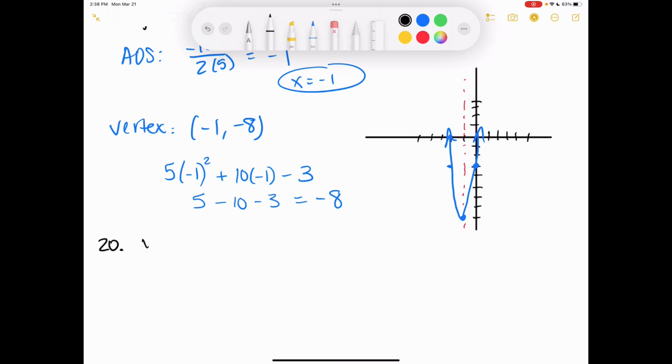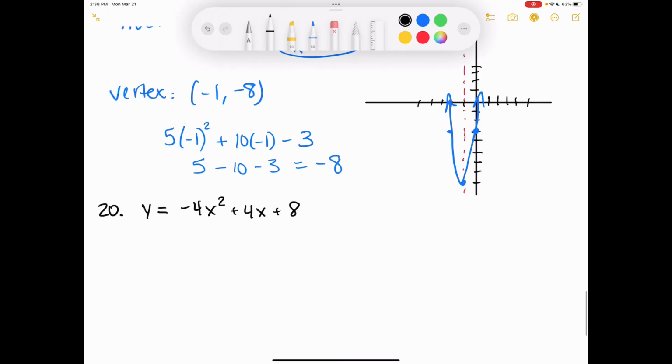All right, number 20: y equals -4x squared plus 4x plus 8. Alright, axis of symmetry. Minus b over 2a, so -4 over 2 times a is -4. So, 4 and 4 are going to cancel. Negative and negative cancel. So, my axis of symmetry is at 1/2.